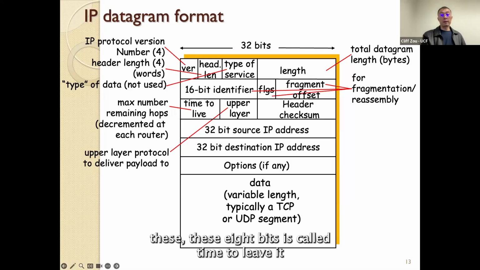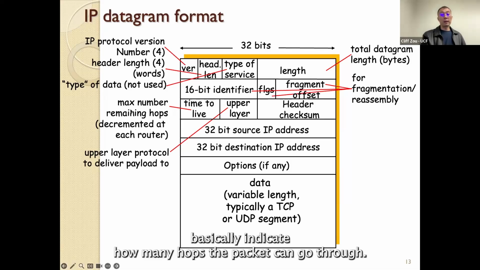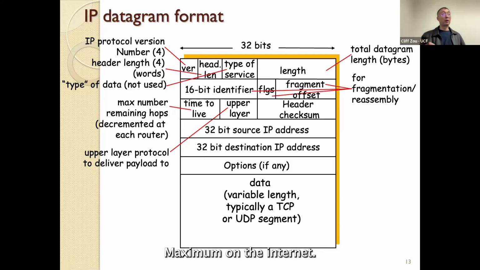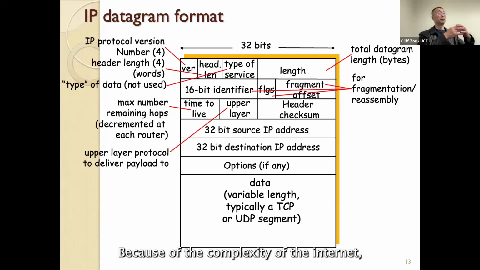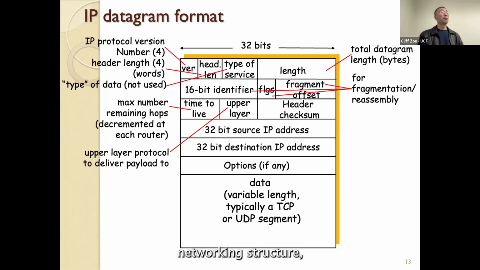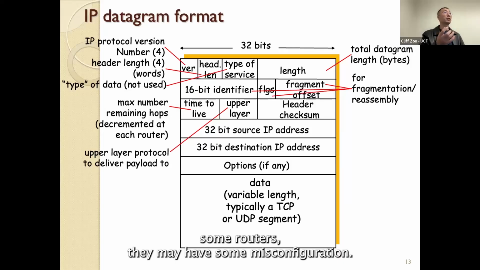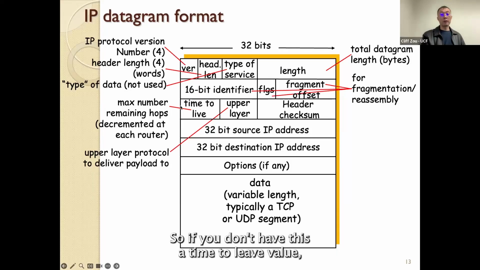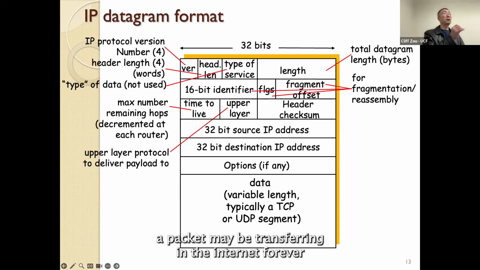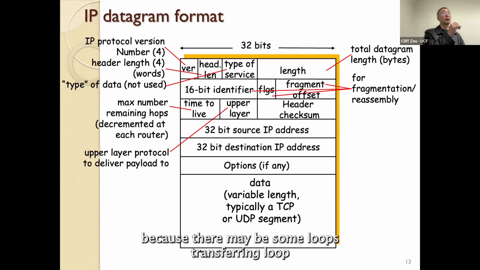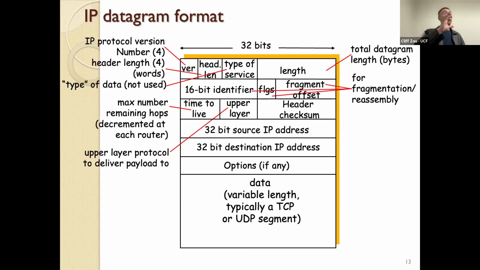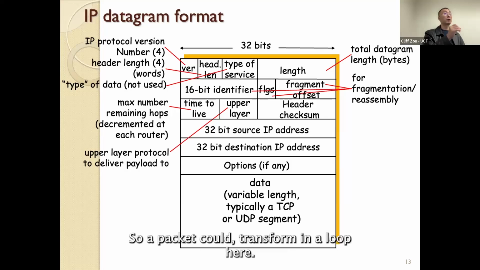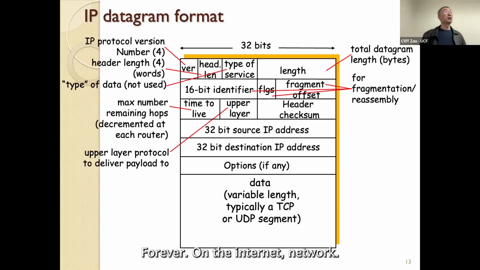These 8 bits are called time to live. It basically indicates the maximum number of hops the packet can go through on the internet. Because of the complexity of the internet networking structure, some routers may have misconfiguration. If you don't have this time to live value, a packet may be transferring in the internet forever, because there may be transferring loops formed in the internet. So a packet could travel in a loop forever on the internet.